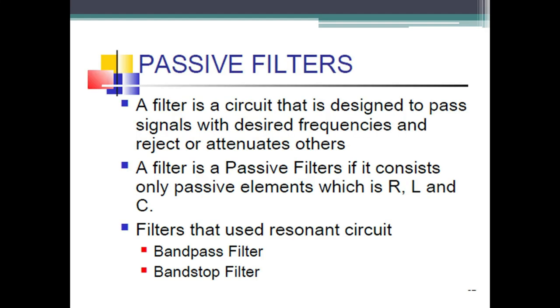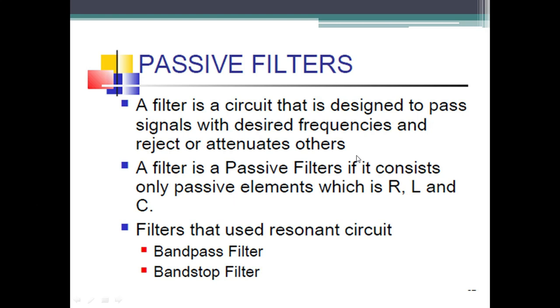So in the case of the passive filter, a filter is a circuit. What is meant by the filter? The filter is a circuit that is designed to pass the signal with the desired frequency and reject or attenuate the other or useless frequencies. This type of circuit is called a filter circuit. It is able to pass only the particular range or designed frequency, whereas all other frequencies are bypassed through the ground.